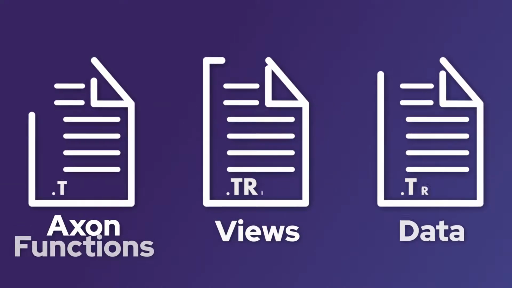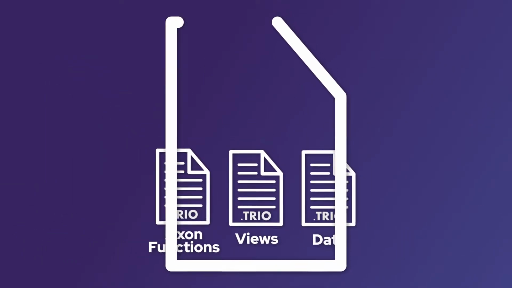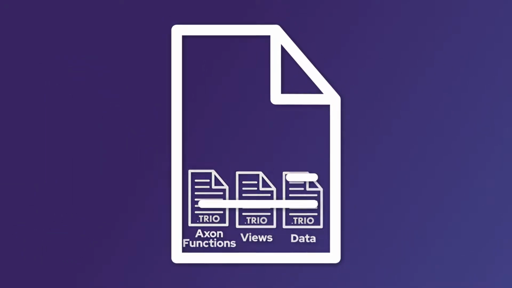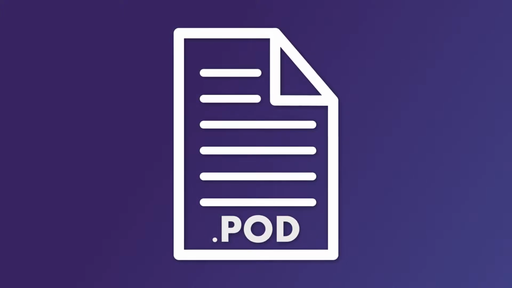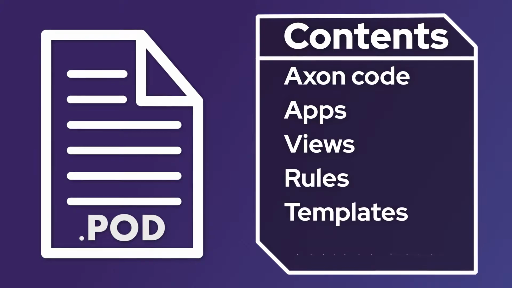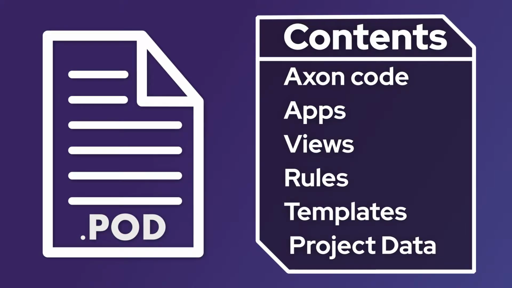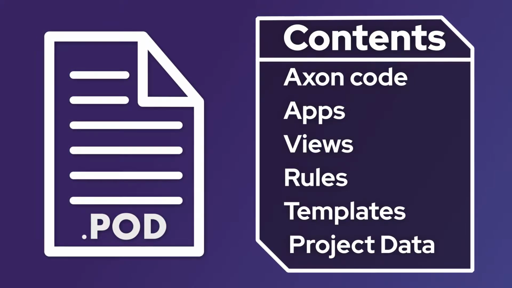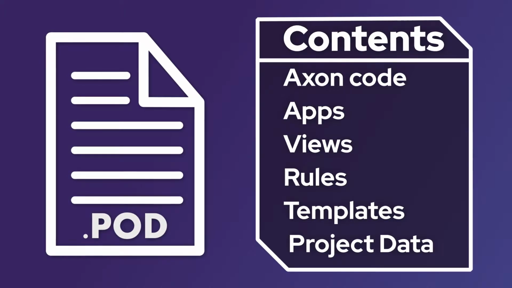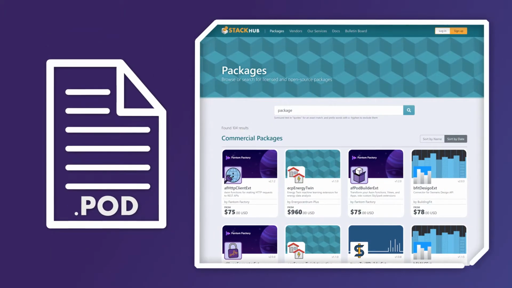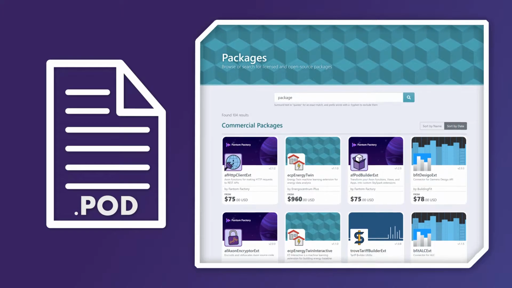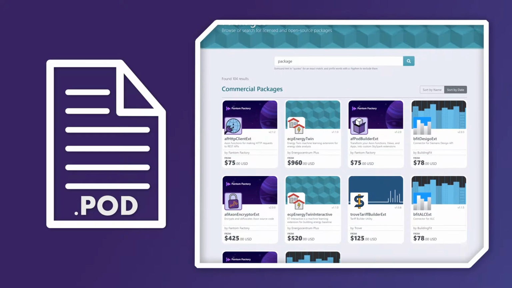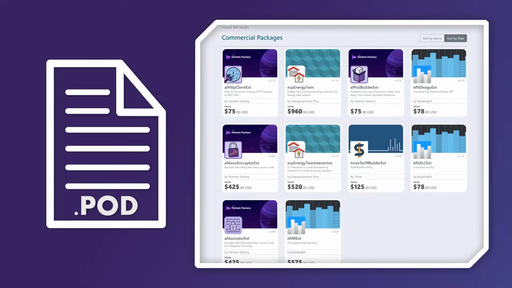Pod files are the SkySpark way to package up data so it may be shared and installed on other SkySpark installations. Pod files may contain Axon code, apps, views, rules, templates, and other project data from the SkySpark Folio database. They are the de facto way to create SkySpark extensions, enabling you to enhance the standard SkySpark experience and functionality.